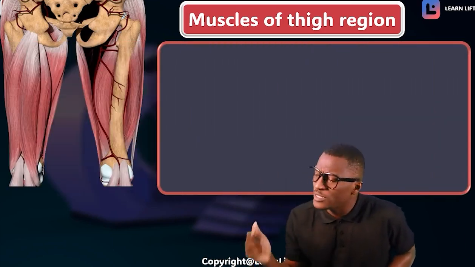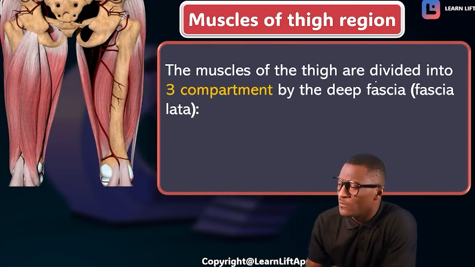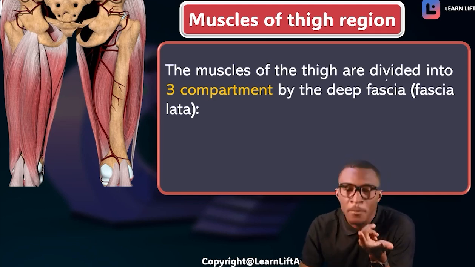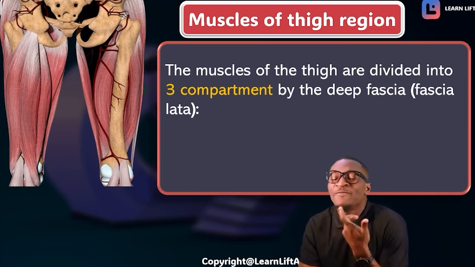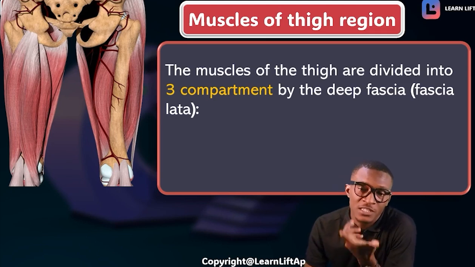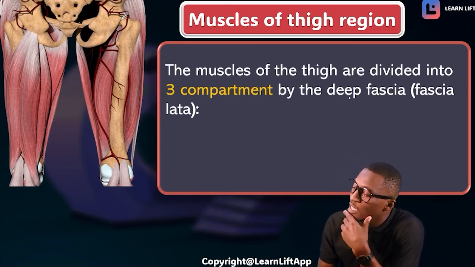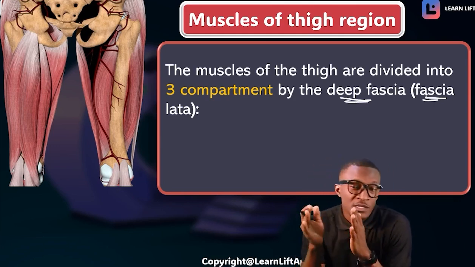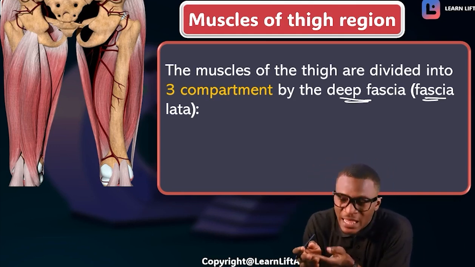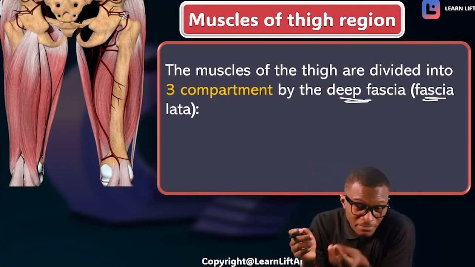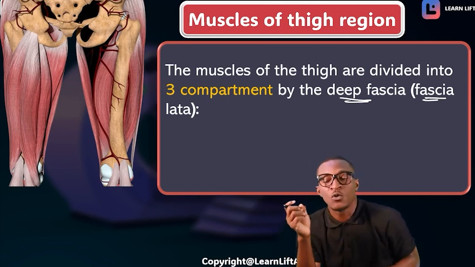Now, take note that the muscles of the thigh are divided into 3 compartments by a fascia. That fascia is called the deep fascia, and it is also called the fascia lata. So either you say deep fascia or you call it the fascia lata. Everybody, we said that the muscles of the thigh are divided into 3 compartments by the deep fascia, also called fascia lata.